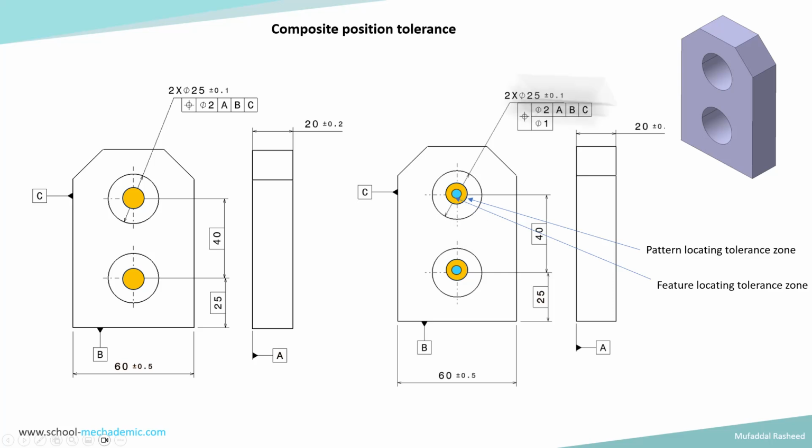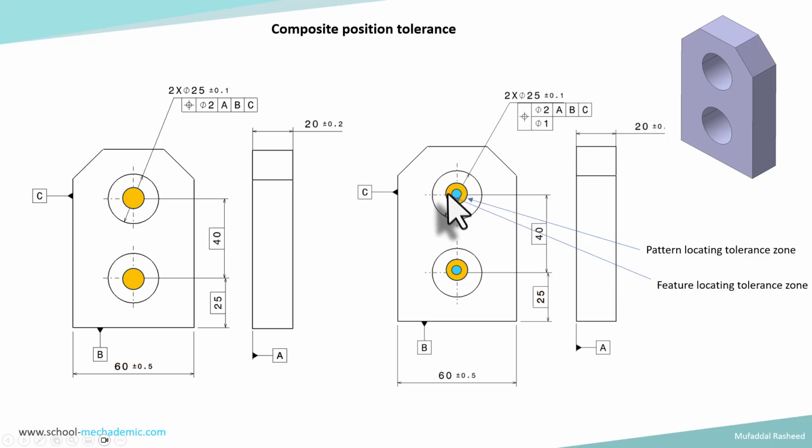First line is controlling the pattern as a whole. So over here there are two holes. So the pattern is a single line connecting the two axes of the holes. If it is a rectangular pattern, it means that there are 4 holes. That pattern as a whole can vary within that tolerance zone, whereas the relative position of the individual features with respect to each other is being controlled in the second line. So it is a feature locating tolerance zone.